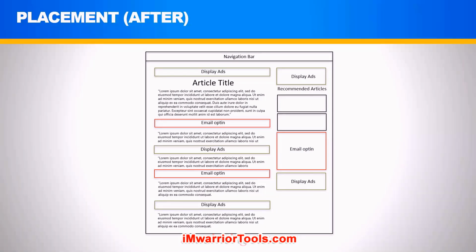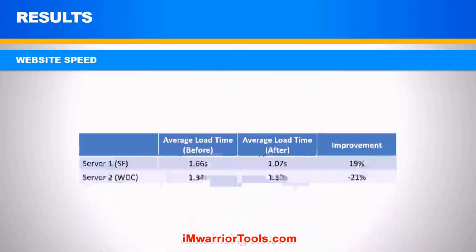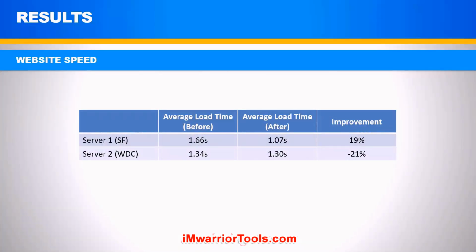Let's see what happened. In terms of website speed, we basically ran Pingdom, and we ran it from 2 different locations. So one in San Francisco and one in WDC. I had no idea what that is. But before installing the ads in San Francisco, we were at 1.66 second load time. And after, 1.07, so it actually improved. That could just be random error. Who knows what it could be.